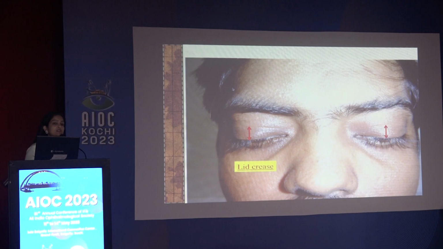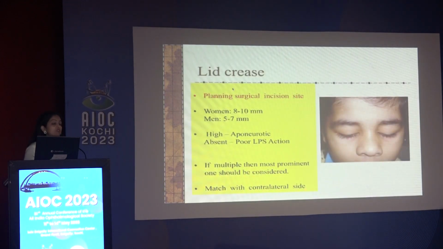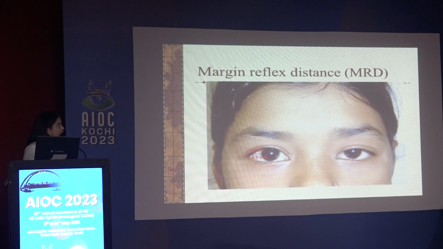Look for the position and presence of the lid crease. If the lid crease is absent, then we can say it's a ptosis with poor LPS function, usually seen in the congenital variety. Whereas if the lid crease is present, then it indirectly denotes that the LPS function is good. It's high and deep in aponeurotic kind of senile ptosis, whereas it's absent or faint in congenital ptosis.